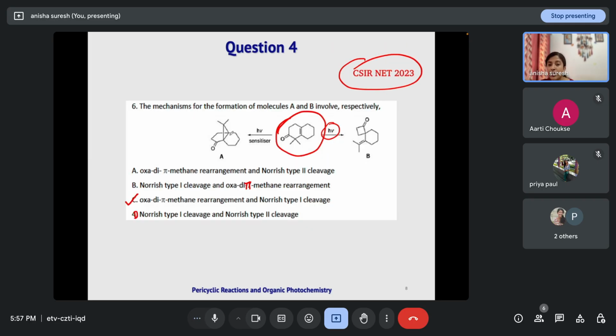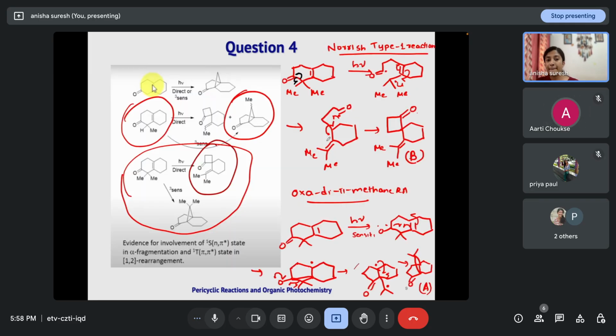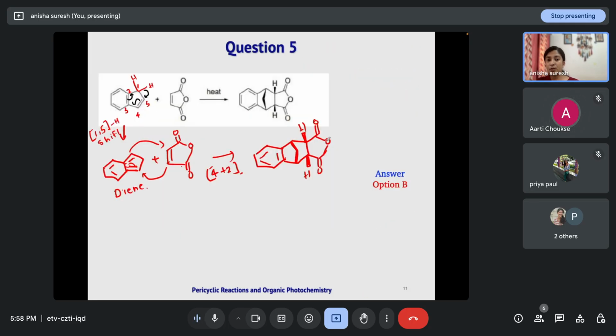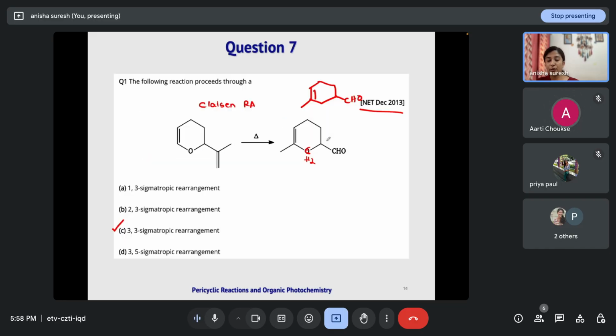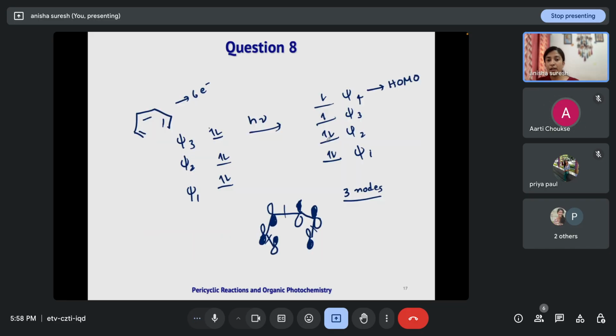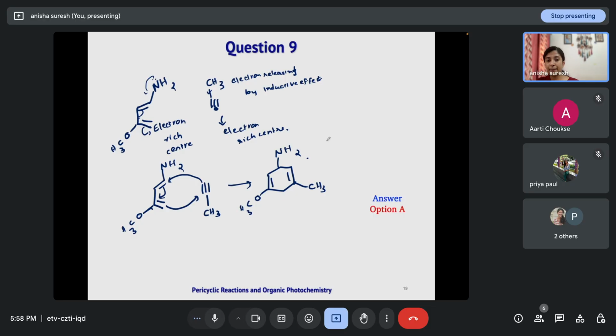So from this, A will be formed by an oxadi-pi-methane rearrangement of the starting material, and B will be formed by an alpha fragmentation followed by some secondary processes, that is Norrish type 1 cleavage. Clear? Yes, ma'am. Okay. So this was all about the organic photochemistry questions. Remaining questions, any doubt?